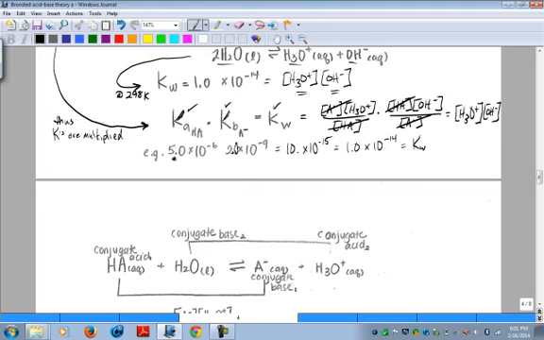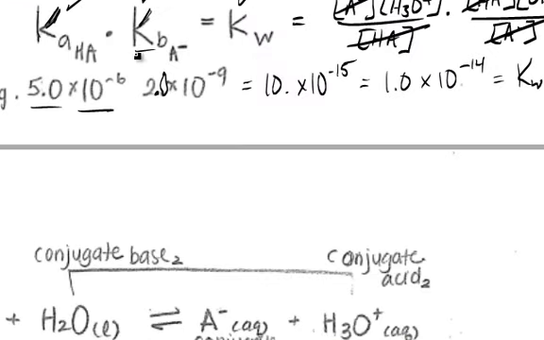So for example, you know you have a weak acid with a Ka value of 5 times 10 to the minus 6. You know that it will multiply by the Kb of its conjugate base, A minus, would have to be 2 times 10 to the minus 9, such that you get 5 times 2 is 10, 10 to the minus 6 times 10 to the minus 9 is 10 to the minus 15, and don't be fooled, 10 times 10 to the minus 15 is 1 times 10 to the minus 14, or the Kw of water.